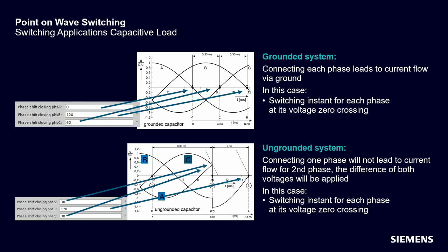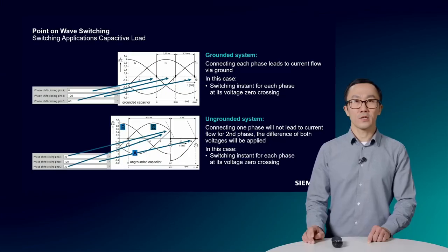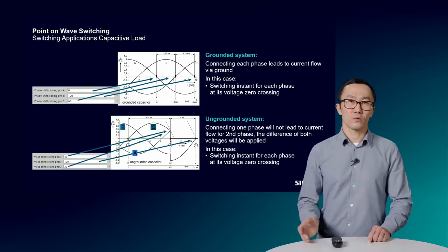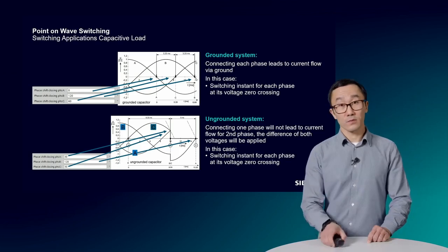Now let's compare to the capacitor closing in an isolated star point. As there is no connection to the ground, closing one phase will not lead to current flow in this case, because there is no path for the current. Therefore, in isolated systems, the difference of 2 voltages will be applied. For the capacitor bank, phase A and phase C will be connected at the same time, where voltage VCA is 0. This will be at 30 degrees of phase A of a reference voltage. Closing phases A and C at 30 degrees of phase A is ideal because there is no delta between the capacitor and the infeed. Last, phase B will be connected at its voltage 0 crossing, or in other words, 120 degrees of phase A of the reference voltage.